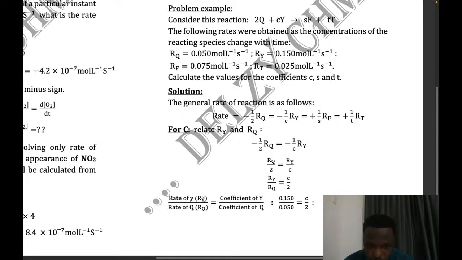Now the rate of Y, they gave us to be 0.150. I'll come here and put rate of Y. They gave me the rate of Q to be 0.05. I'll put it here. Now, coefficient of Y is what I'm asked to find, which is my C. Coefficient of Q is 2. I put this. When I solve for my C, C becomes equal to 6.